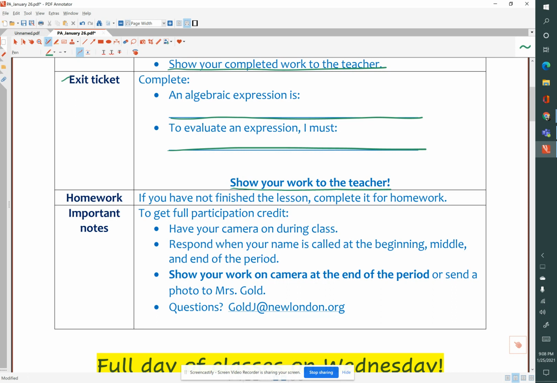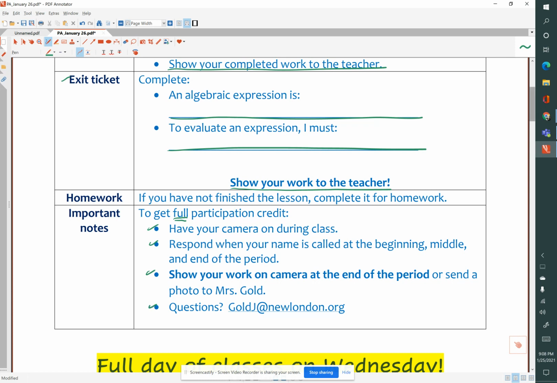So if you didn't get a chance to finish this lesson, you can complete it for homework. If you finish it, then you have no homework tonight. So remember, for full participation credit, have your camera on, respond when your name is called, and show your work on camera at the end of the period. If you have trouble with that, you can send a photo to my email. If you have any questions, you can write to me.